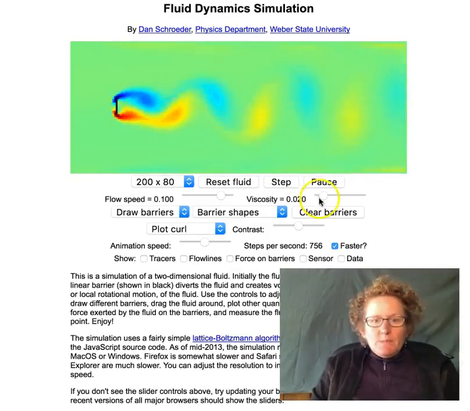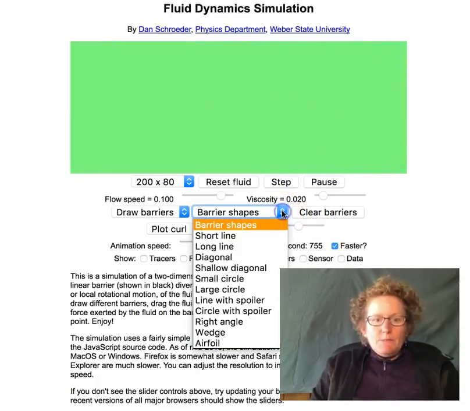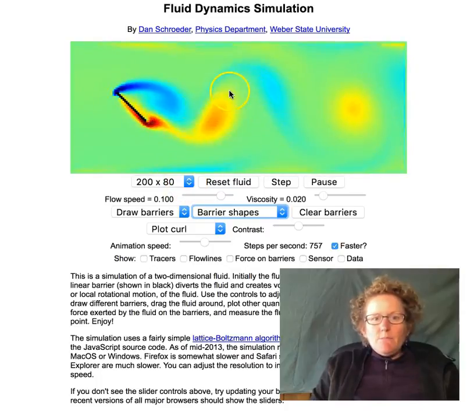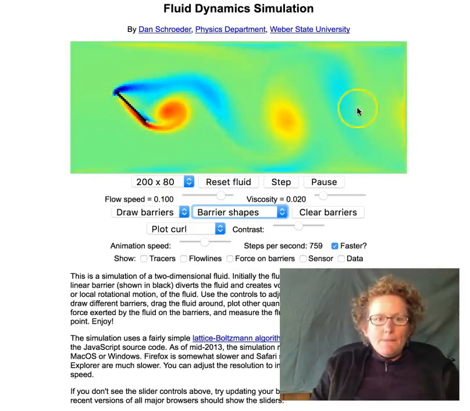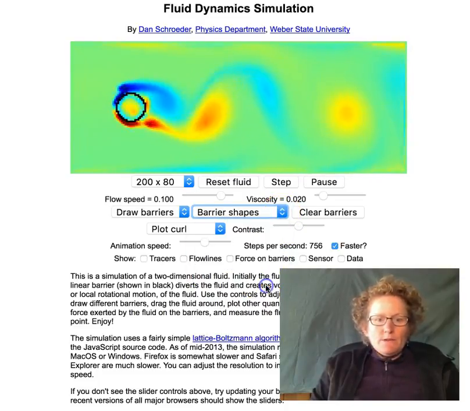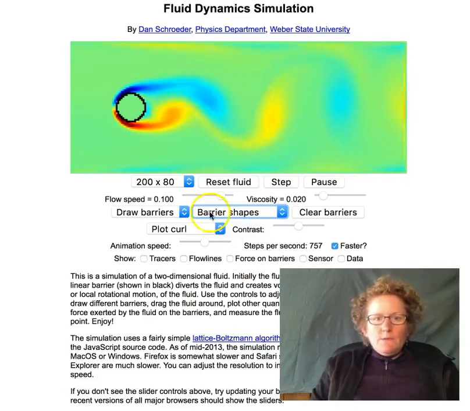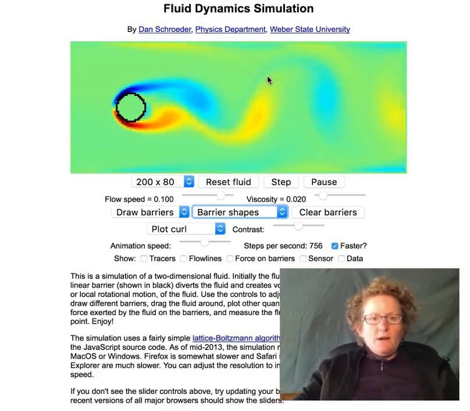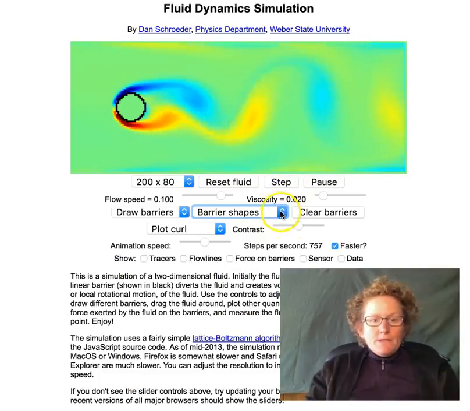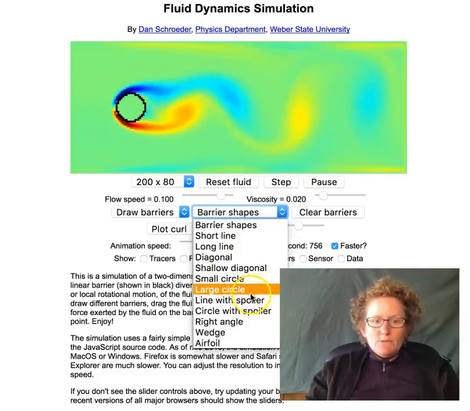We can use some other shapes here. We'll clear this one by pressing clear barriers. Oh, that one just disappears. Let's try something else. Maybe we can cut through the air with a diagonal line a little bit better. We still see some big chunky plot curl here. Let's try a different shape. How about a circle? We still see some pretty chunky, turbid air here. If you've ever felt a car go by, you can feel the swirling air behind it. Let's see if we can get something that's a little bit less swirly.